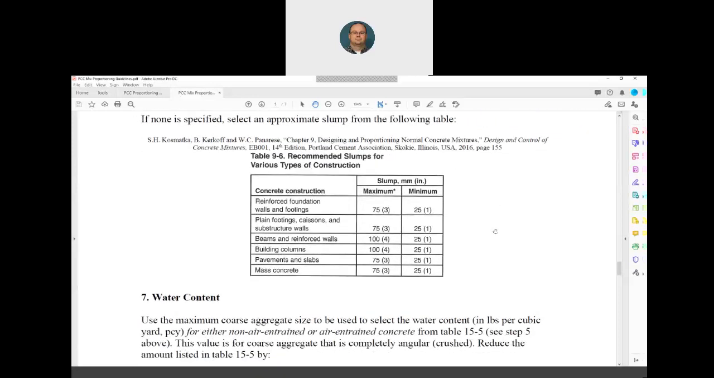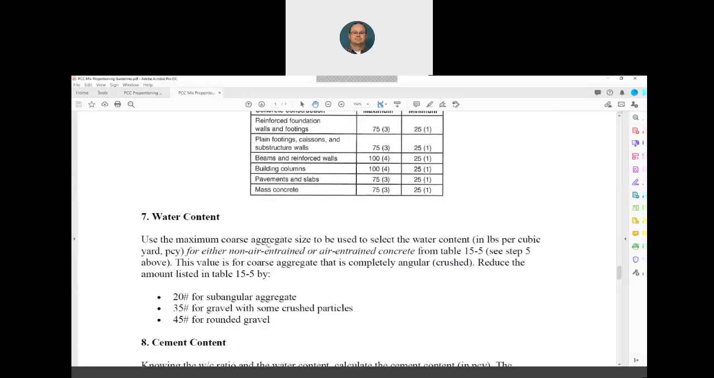Okay. Step 7, water content. Use the maximum coarse aggregate size to be used to select the water content in pounds per cubic yard, PCY, for either non-air entrained or air entrained from Table 15.5. See step 5 above. This value is for coarse aggregate that is completely angular, crushed. Reduce the amount listed in Table 15-5 by 20 pounds for subangular aggregate, gravel with some crushed particles, or 45 pounds for rounded gravel.